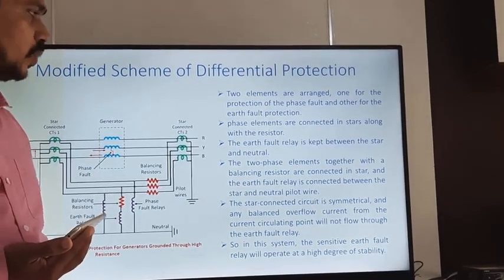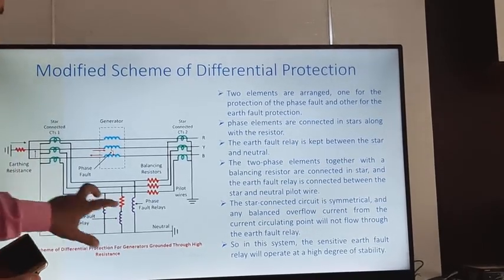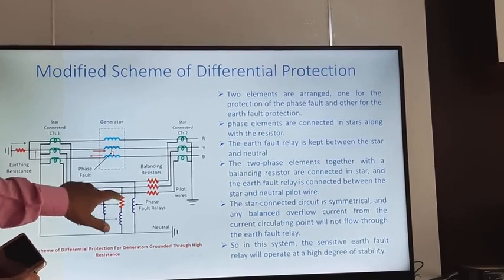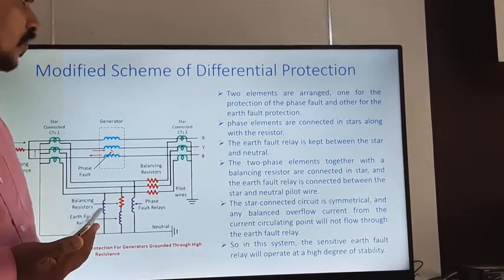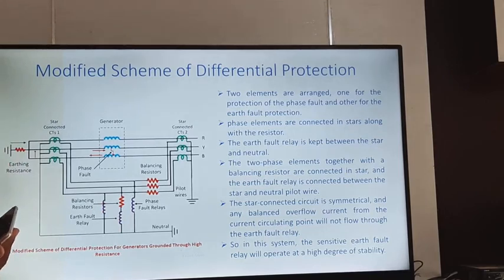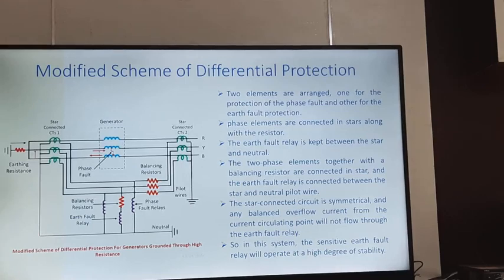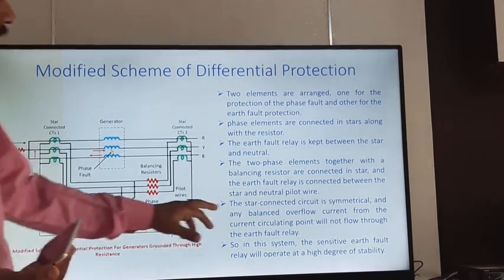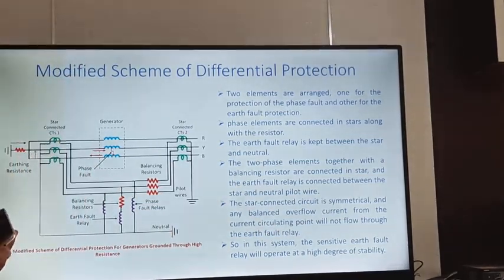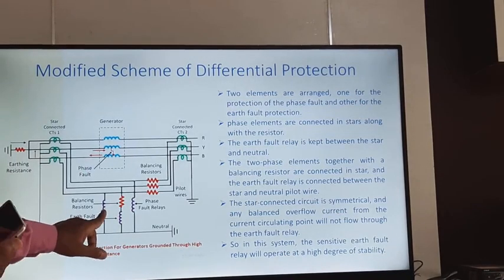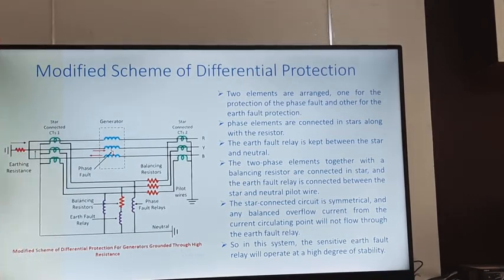Two phase elements together with a balancing resistor are connected in star, these two and this one. It becomes a star connection, and the earth fault relay is connected between these. The star connected circuit is symmetrical, and any balanced overflow current from the external short circuit point will not flow through the earth fault relay due to the star connected circuit. It is a symmetrical circuit, so it will not allow current to flow through the earth fault relay. So in this system the sensitive earth fault relay will operate with a high degree of stability. This is the modification made in the differential protection.